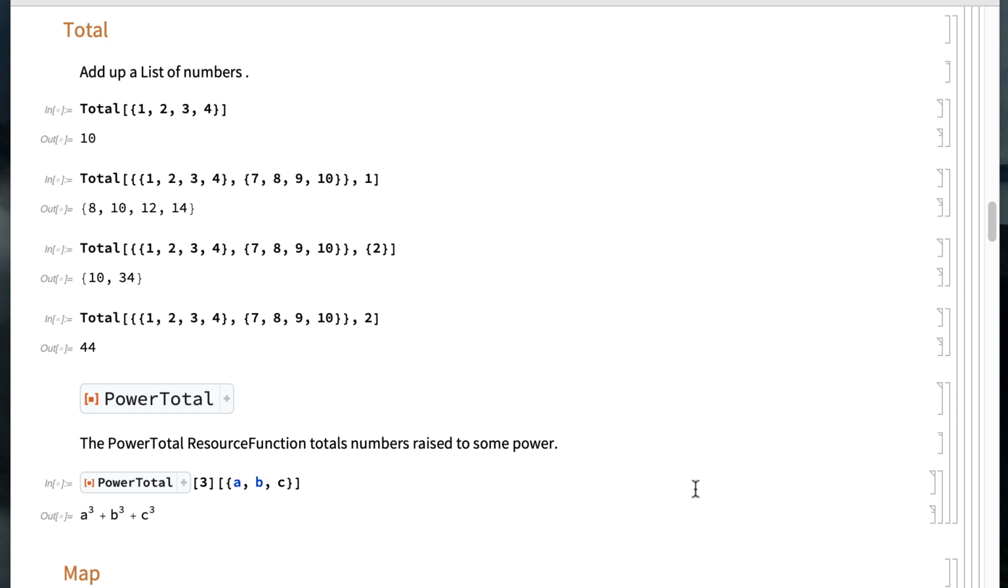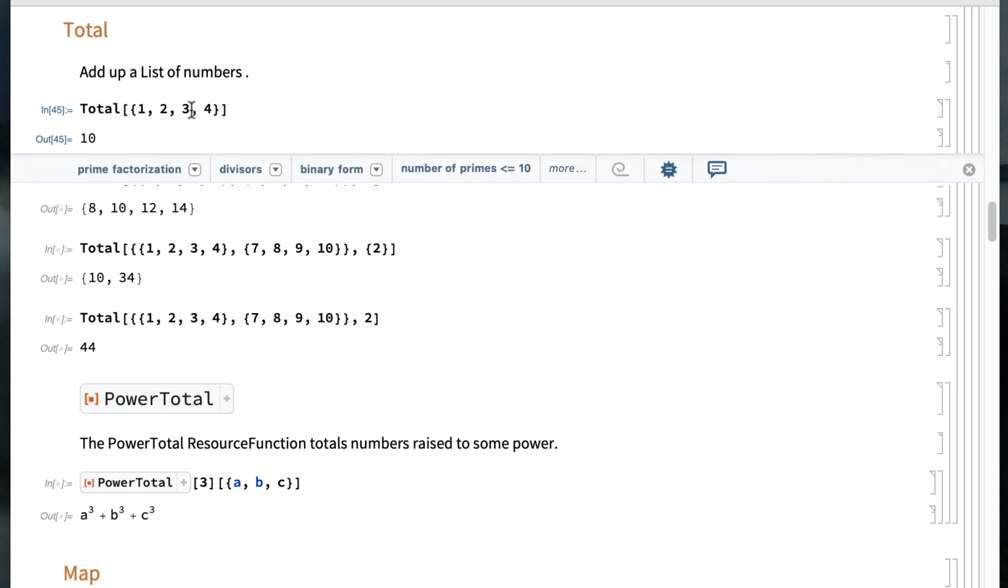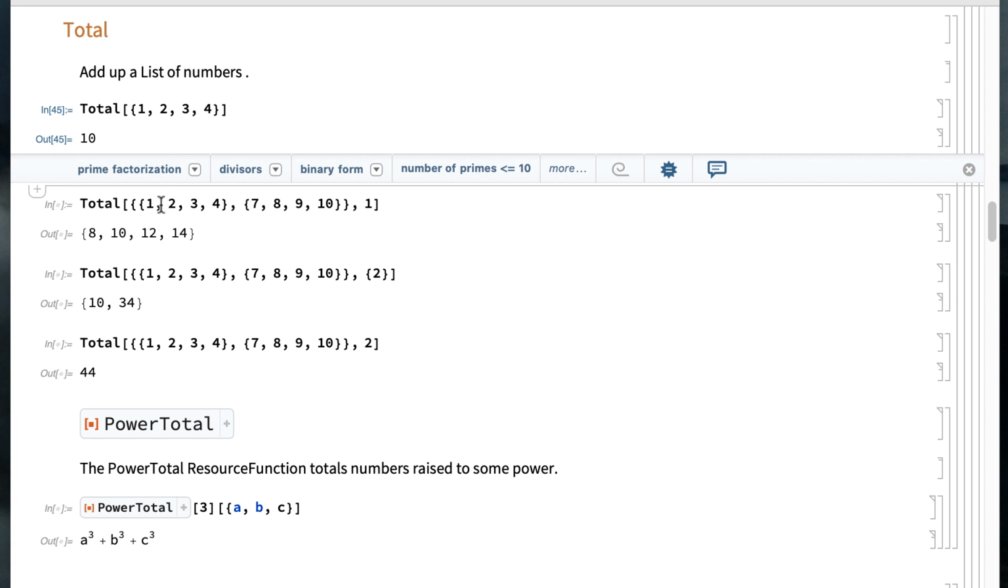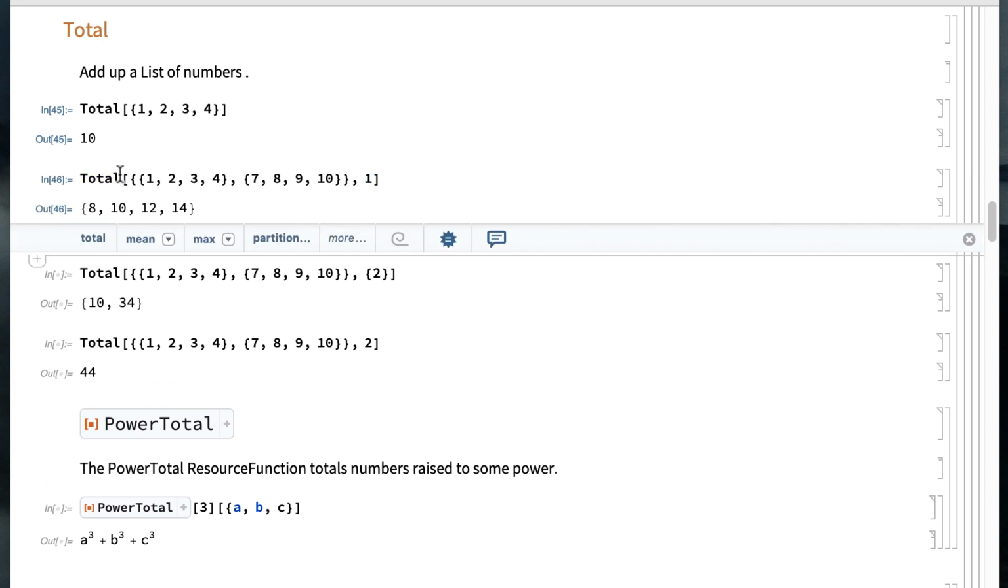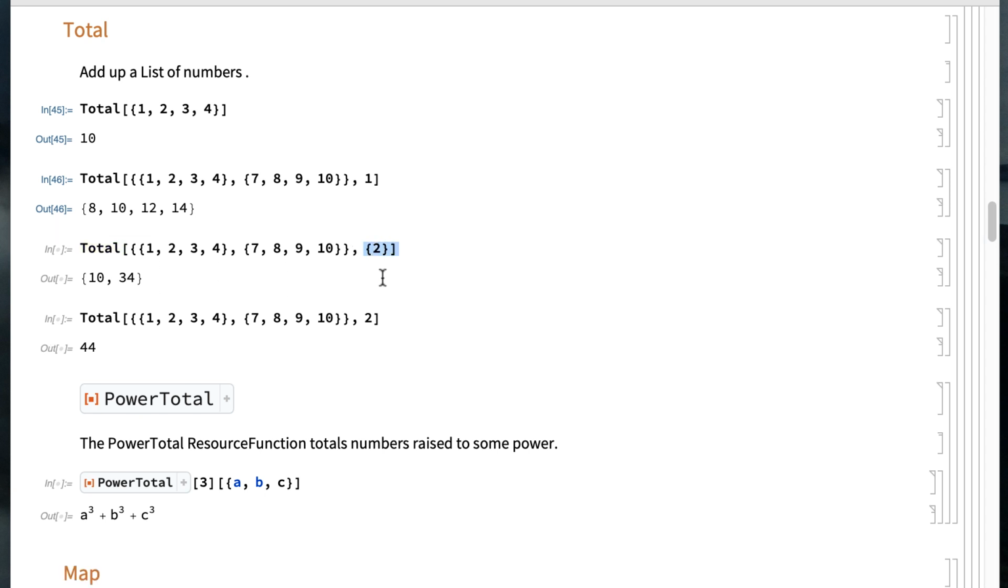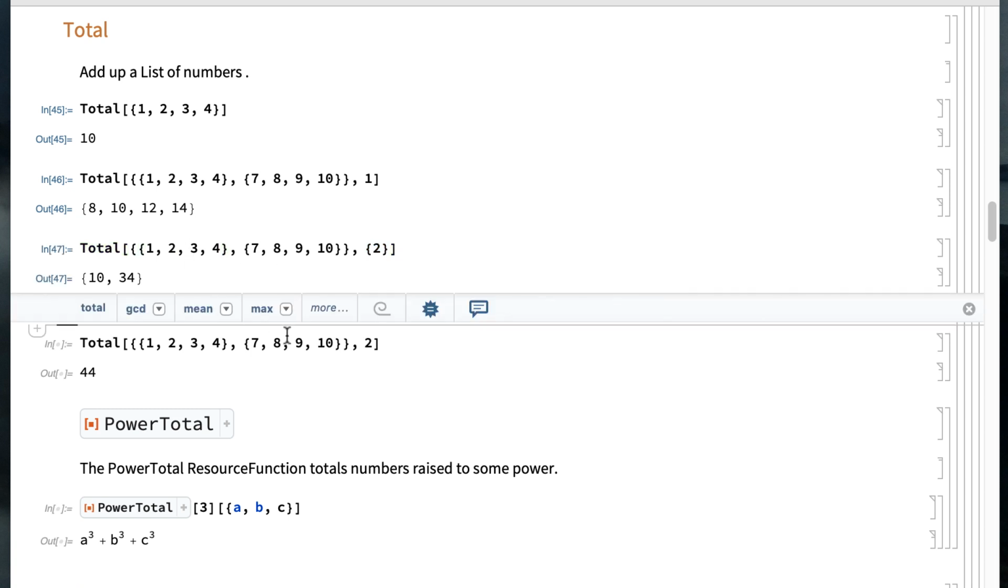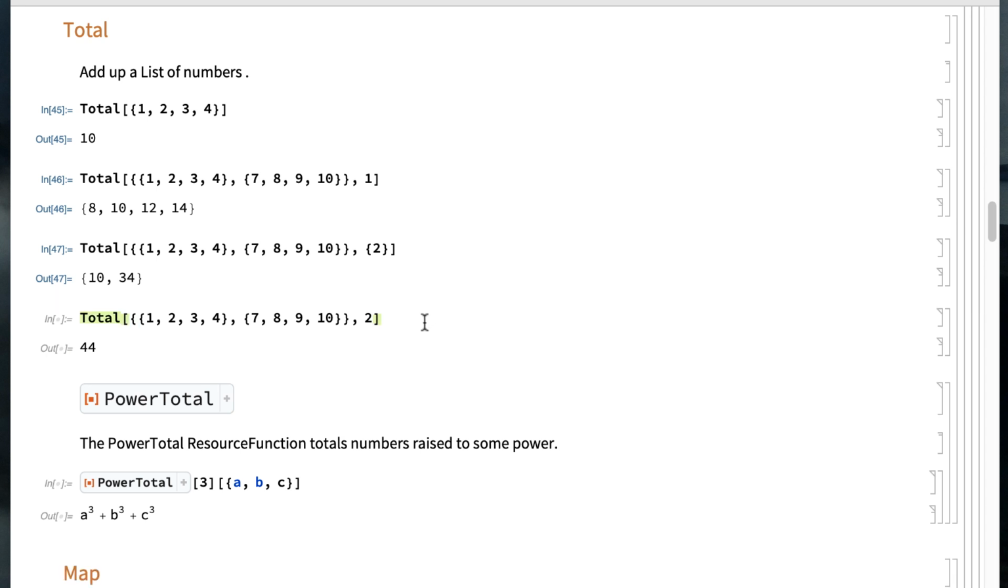Okay, what about Total? Total does what you think. It totals a list of numbers. There you go, Total. You can total at different levels. So supposing I want the column sums, 1 plus 7, 2 plus 8, blah, blah, blah. I'm going to use 1 to designate that as a second argument. Or supposing I want the row totals, I'm going to use 2 in a list to do that. And what if I want the total of the whole darn array? I just put 2 without a list, and we go down.